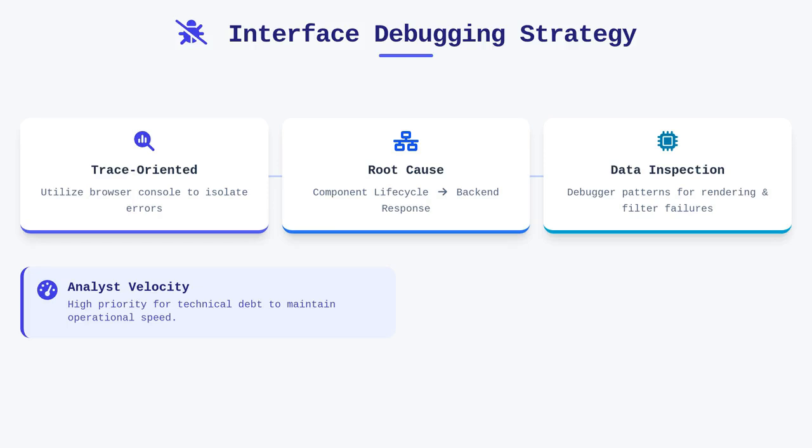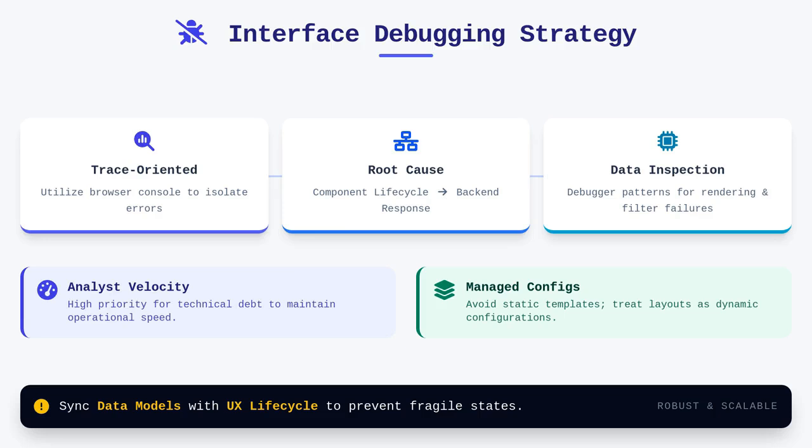Security analysts often rely on the consistency of the workspace to maintain their velocity, so any deviation or technical debt in the interface logic needs to be addressed with high priority. By treating the workspace layout as a set of managed configurations rather than a static template, you ensure that your security console remains robust and scalable. Always keep the underlying data models and the UX component lifecycle in sync to prevent the fragile state that often plagues poorly maintained dashboard environments.